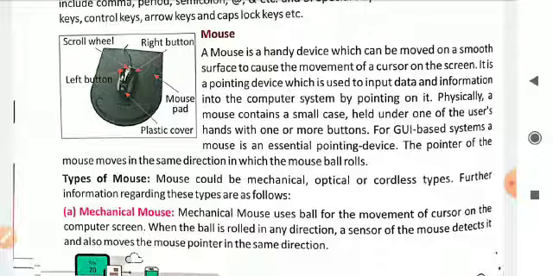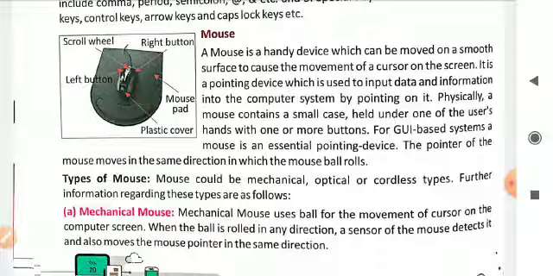Physically, a mouse contains a small case. Yes, mouse needs a small case and we can put our mouse on it. Users hold it in hand with one or more buttons. A mouse has one or more buttons. उसमें एक से ज़्यादा buttons होते हैं. For GUI based systems, a mouse is an essential pointing device. It is an important pointing device for a GUI based system.